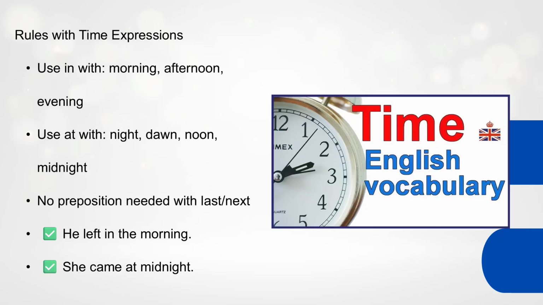Rules with time expressions. Let's finalize with time expression rules. Use in for morning, afternoon, or evening. Use at for night, noon, dawn, or midnight. No preposition is used with last or next. Example: he left in the morning, and she came at midnight.